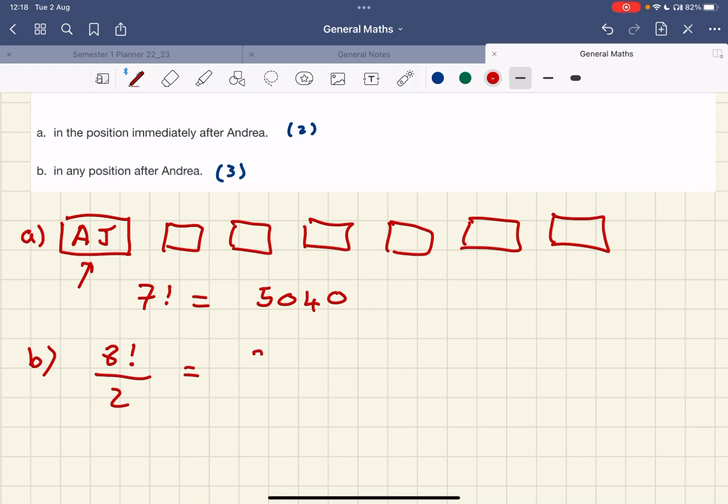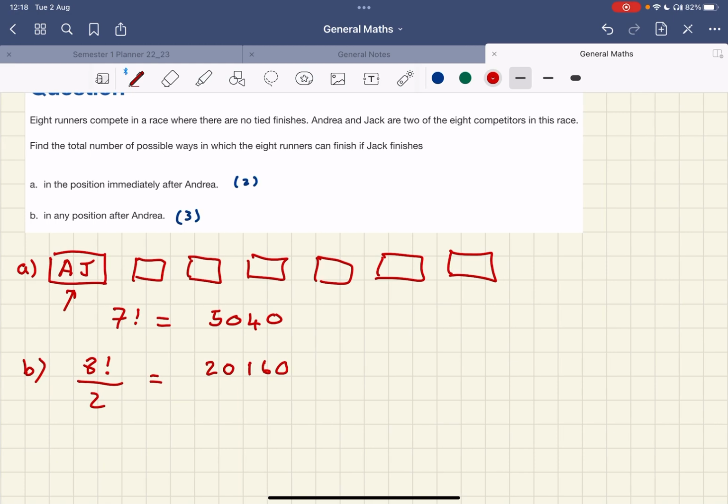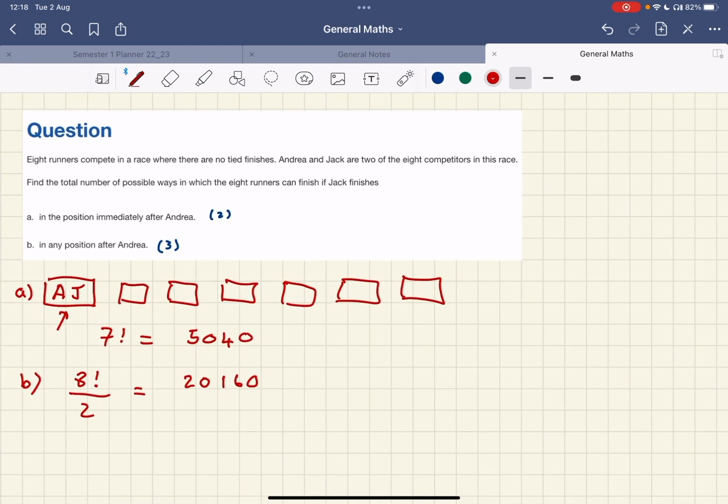So we actually end up with 20,160. So we'll just double check that. Yeah, so those are the 2 answers. Quite straightforward if you just take a minute to think about how you can form all the different answers.